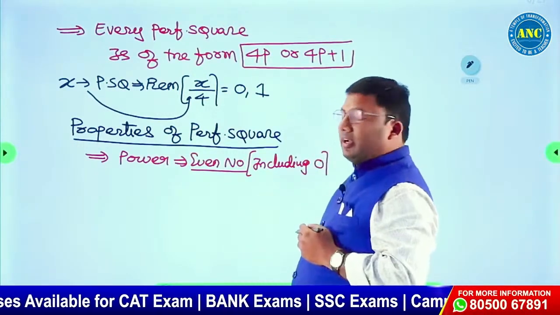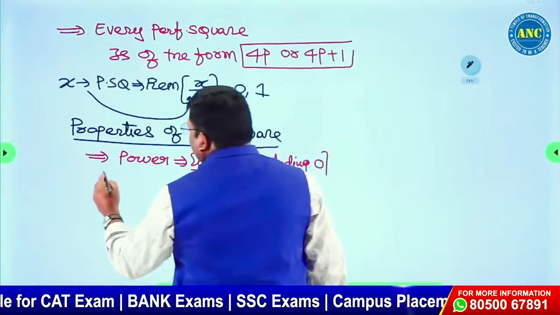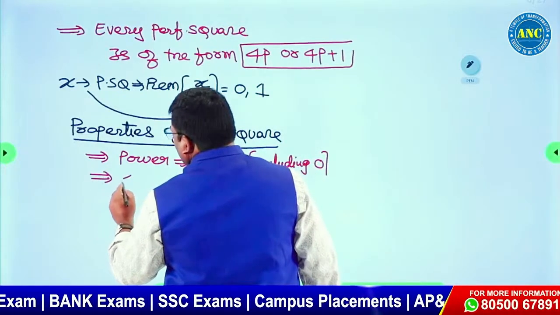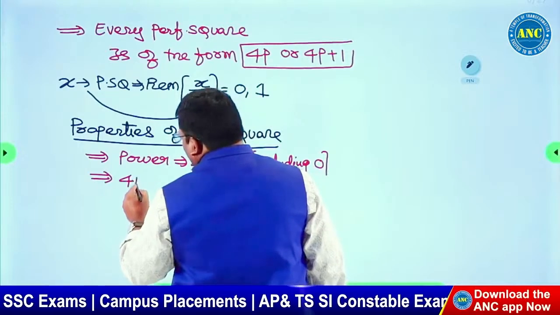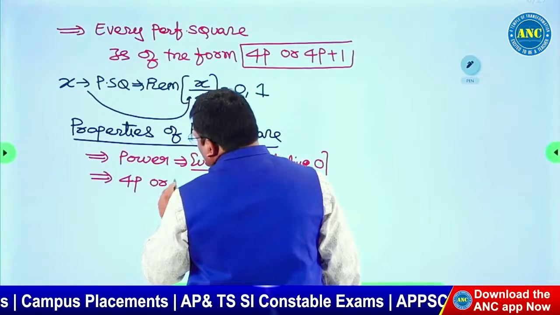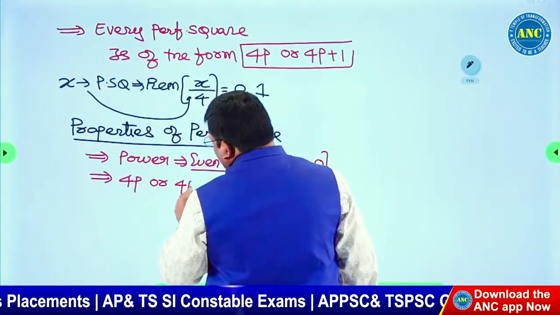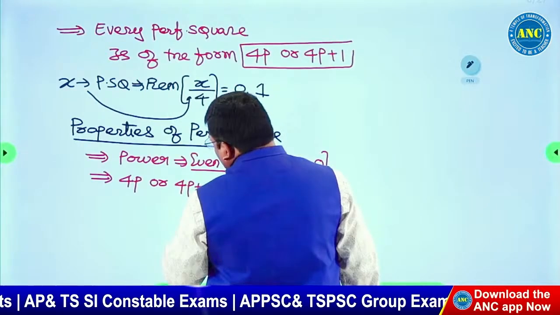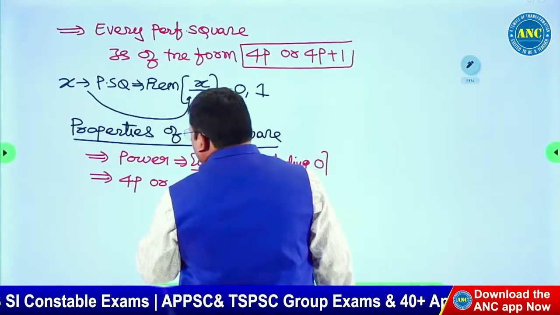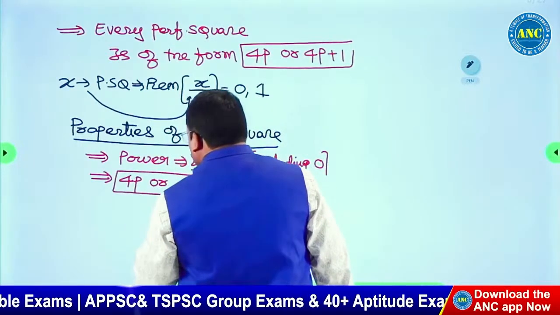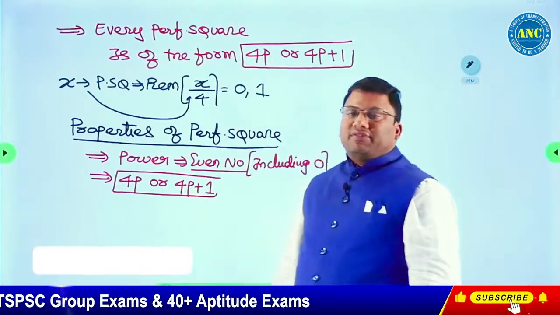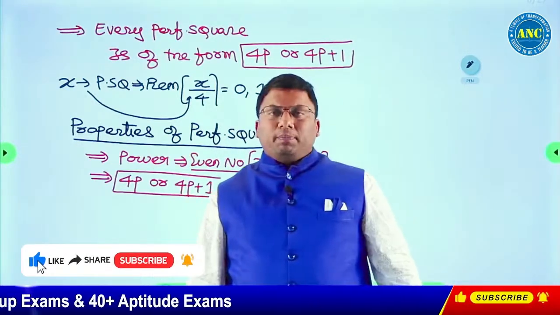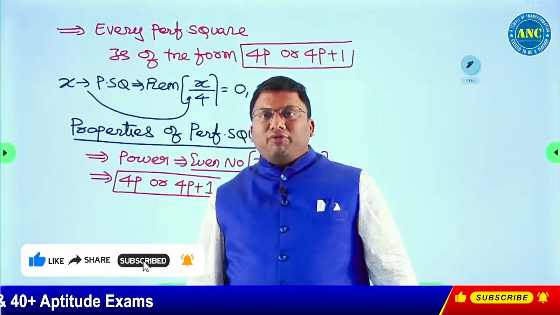First key point. Second key point. If the number is a perfect square, it should either be divisible by 4 or it should give remainder 1. Any perfect square is of the form 4p or 4p plus 1.